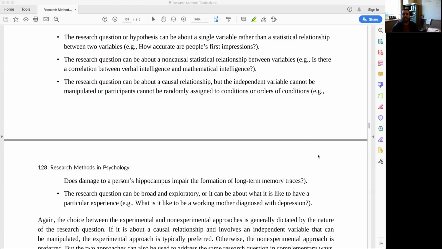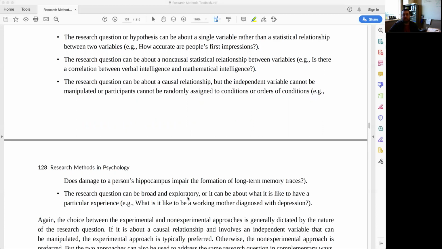But that means you can't randomly assign people to the group that has brain damage versus the group that doesn't, right? Because they already have it. You have no control over that. So that's where the term quasi-experiment will come into play.